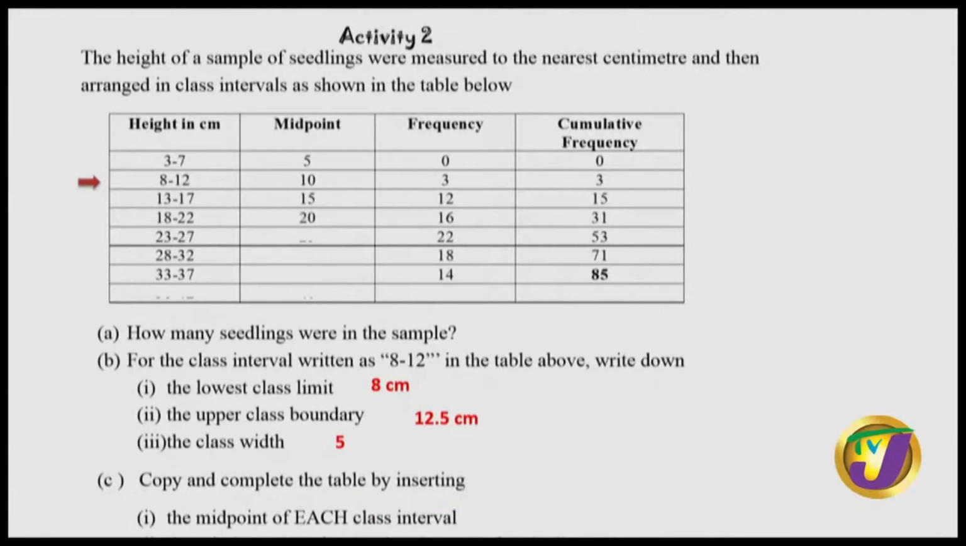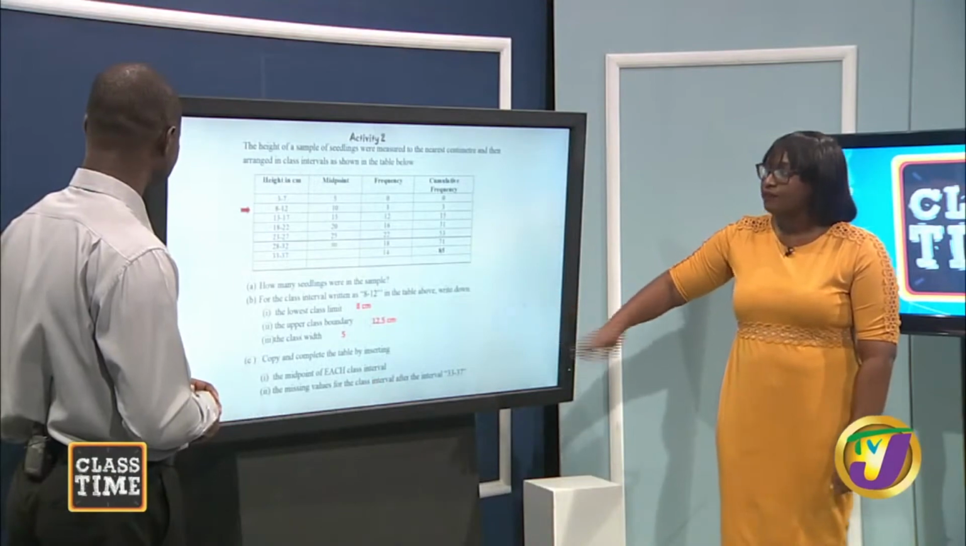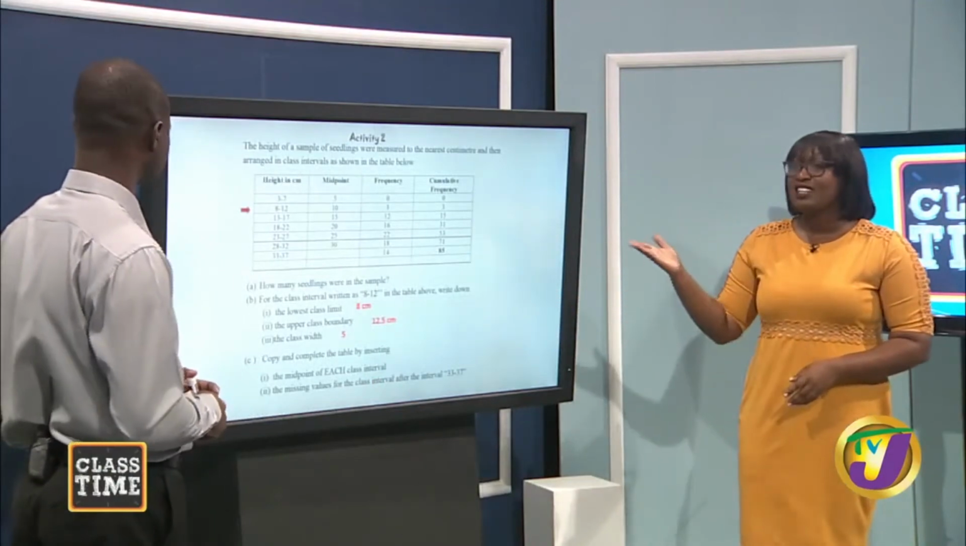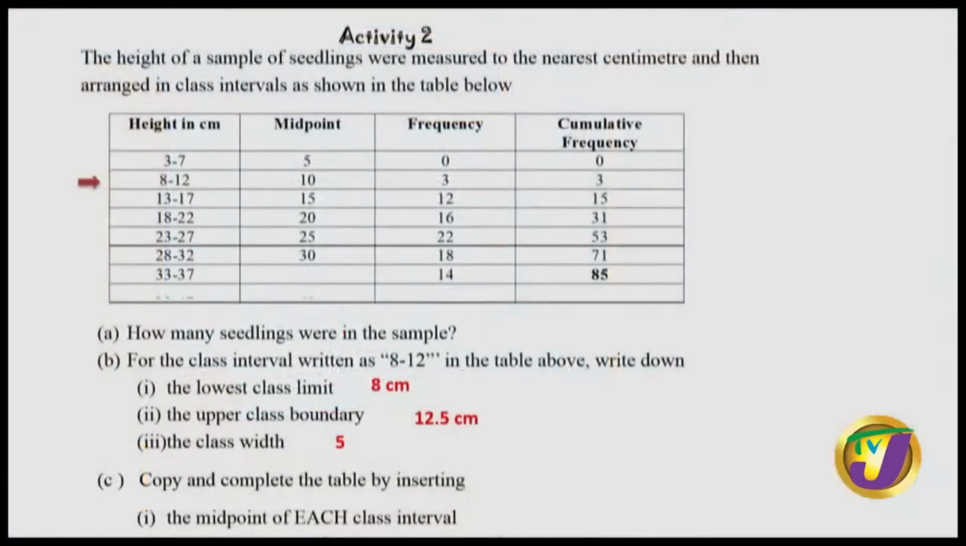Okay. So as you can see, as Mr. Price said, we just continued along the trend by adding our lower limit plus our upper limit and dividing by 2. And the very last thing is the missing values for the class interval after 33 to 37.